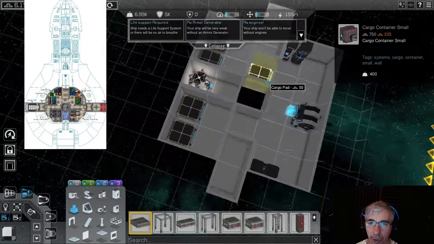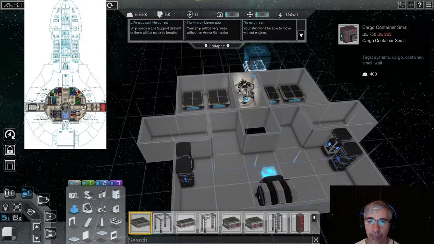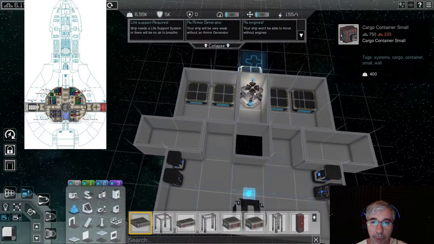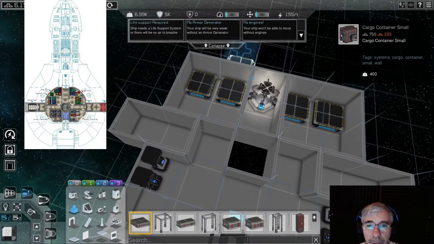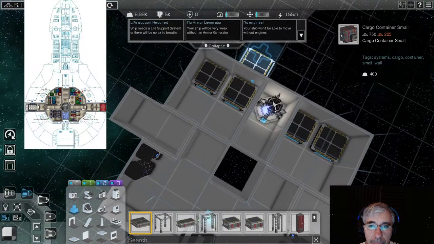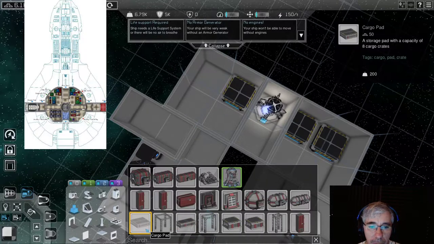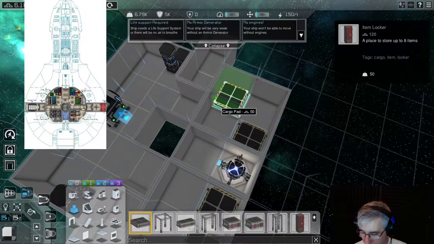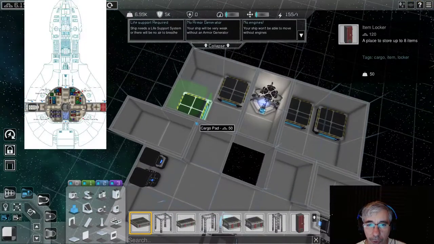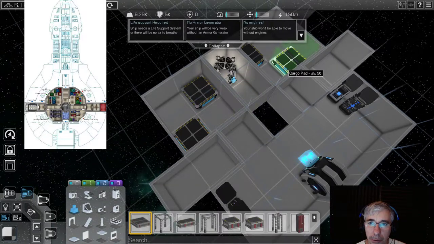But as we add things to the ship, this number will go up, so you have to be careful there. We could do some fancy things here. One thing I was thinking is, if you would like to have a cargo teleporter, this will be the place to put it.